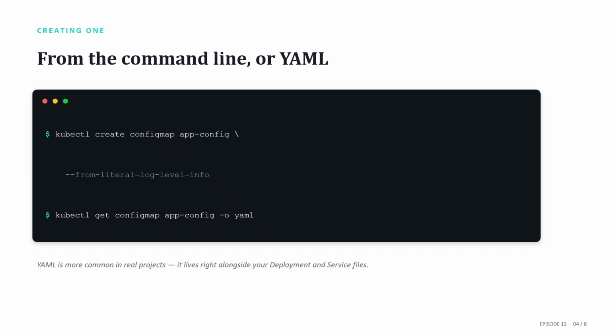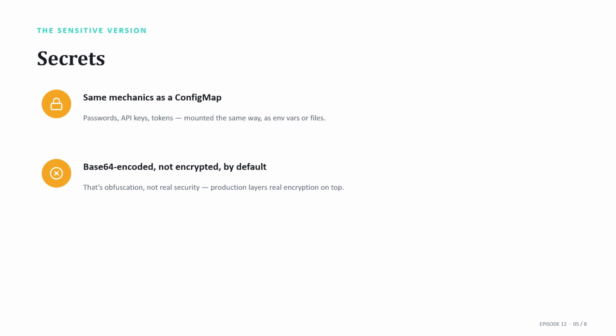Either way, a pod pulls values from it in one of two ways: as environment variables or as mounted files, where each key in the config map becomes its own file inside the container, holding that key's value as its contents. Secrets work almost identically, with one specific difference: sensitive data, passwords, API keys, tokens. kubectl create secret generic db-password --from-literal=password=your-value. Mount it the same way as a config map, as an environment variable or a file.